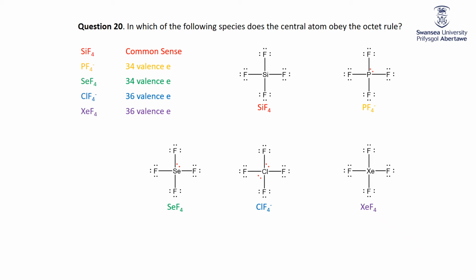And finally, XeF4, again 32. When you just draw the single bonds like this, you want 36. So therefore, the xenon, again, 2 lone pairs. Okay, so which one obeys the octet rule? Well, as we saw right from the start, the only one that can follow common sense, SiF4.